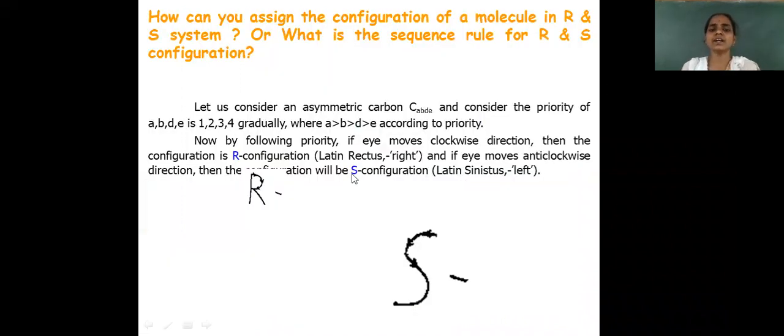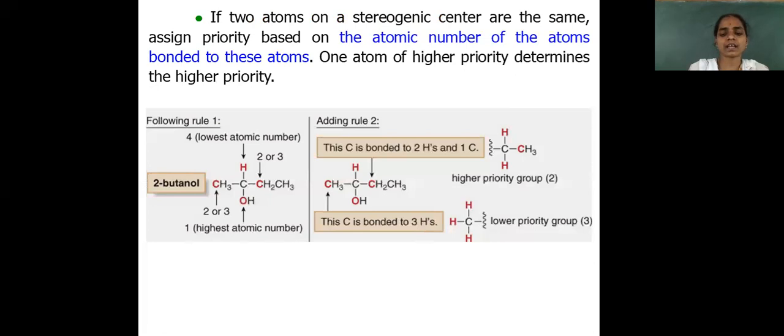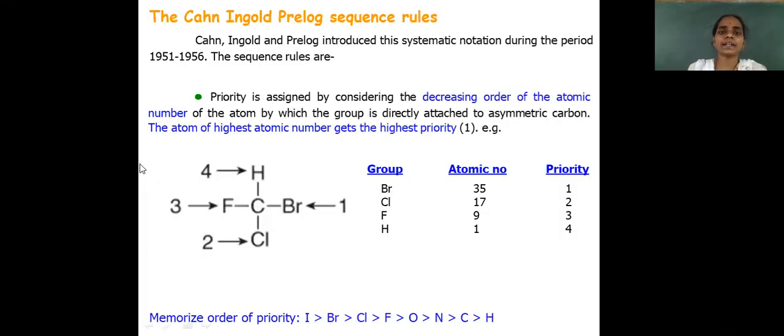Now we will see the R and S configuration. How can we give an R or S configuration to a given structure? Prelog and Ingold, these are the two chemists who gave the isomers the R and S labels. By following some rules, a priority should be given when there is a rotation, which may be either clockwise or anti-clockwise.